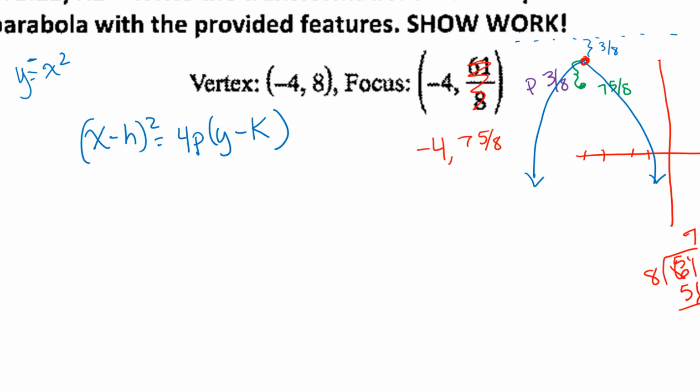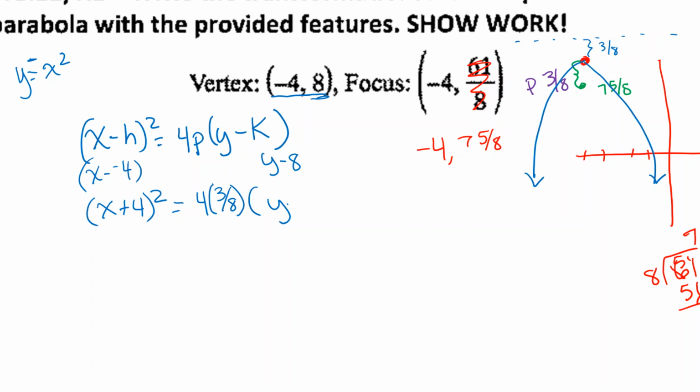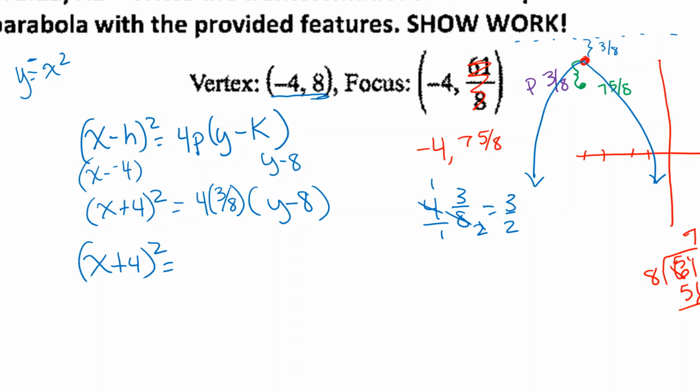We have all the information that we need now. My vertex, I know, is at negative 4, 8. So x minus a negative 4 is x plus 4 squared equals 4p. I know that my p is 3/8. So 4 times 3/8, and y minus k, which is 8, so it's just y minus 8. I just need to multiply 4 times 3/8. 4 over 1 times 3/8. 4 goes into 4 one time, 4 goes into 8 two times. So it's just 3 over 2. So my final answer is x plus 4 squared equals 3 over 2 times y minus 8.